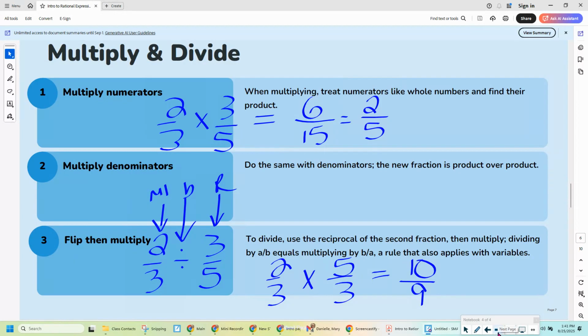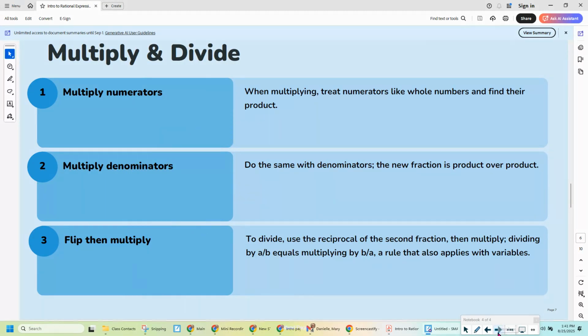That is our multiplying and dividing, so you know how to add and subtract and multiply and divide your fractions.